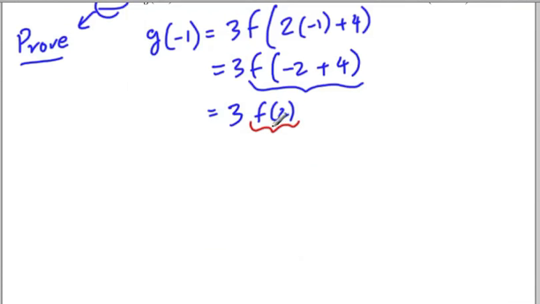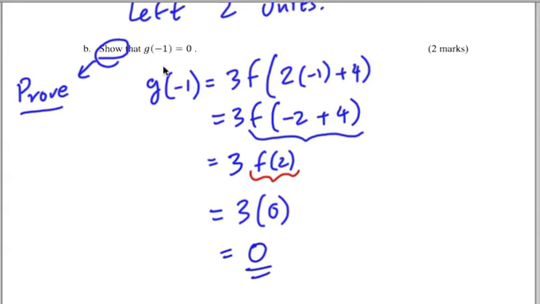In other words, what is f of 2? F of 2 is simply 0, so we have 3 times 0. Because we just have to look at the graph each time and determine, for a given input, what the f output is. So 3 times 0 is 0, and thus we have proven or shown that g of -1 is simply equal to 0. Please make sure that this is g of -1 and not g inverse. The argument here is -1.